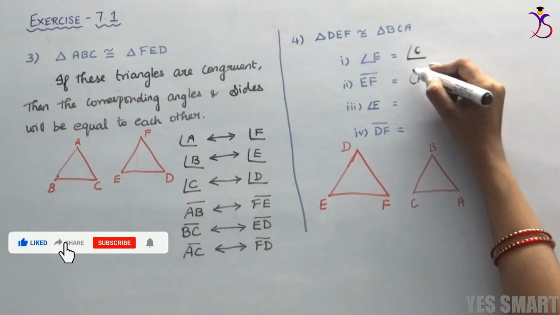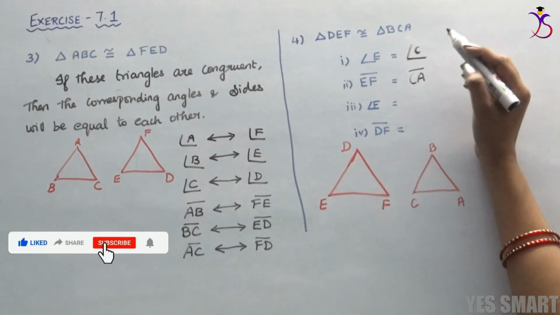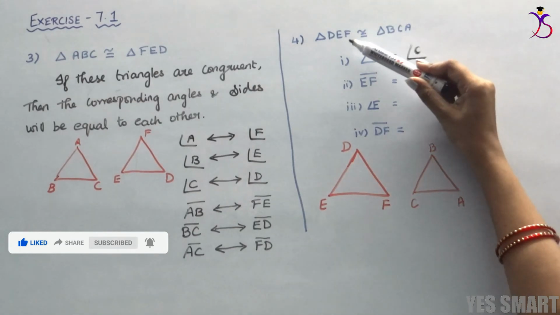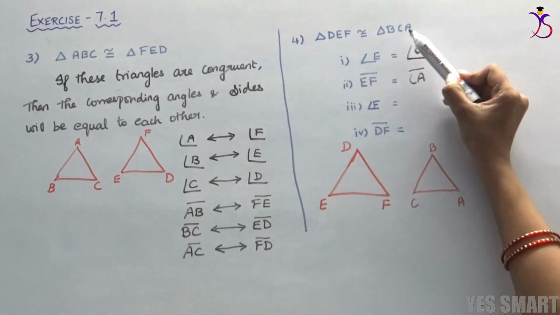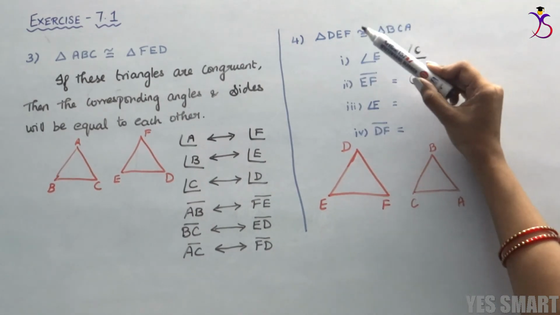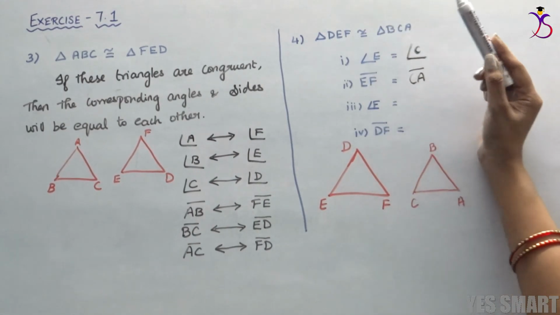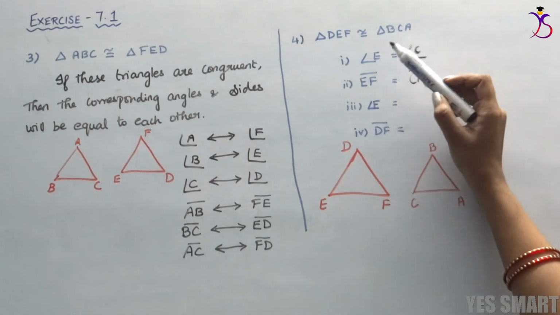Actually, we need not draw the rough diagram. The rough diagram is drawn just for our understanding. Even without the diagram, we can compare the order of names given in the triangle. With that, we can write it. For example, EF is given here, which is the last two letters. The same last two letters are CA. And angle E is in between. Similarly, angle C is in between here. Therefore, angle E equals angle C.